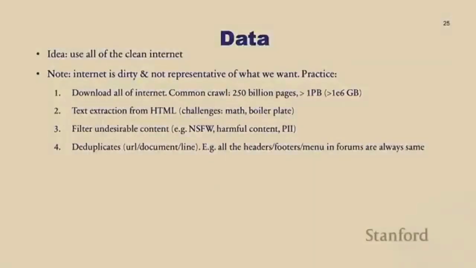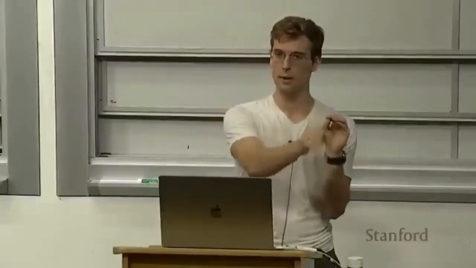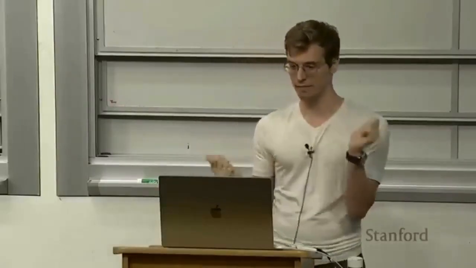So, filter undesirable content. The fourth step is deduplication. As I said, you might have things like headers and footers in forums that are always the same. You want to remove that. Another thing is a lot of URLs that are different but actually show the same website. And you might also have a lot of paragraphs that come from common books that are duplicated 1,000 times or 10,000 times on the internet. So you have to deduplicate. Also very challenging because you have to do that at scale.